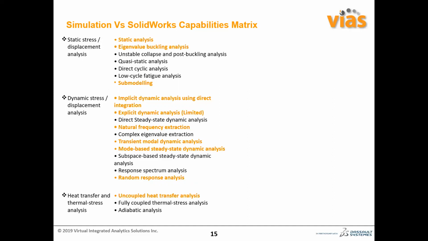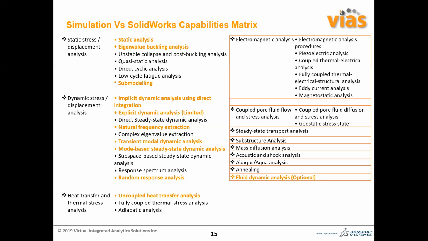If certain parts are connected by friction, friction actually creates an unsymmetric matrix. In that case, the natural frequency changes because of the damping and the contact friction. The complex eigenvalue is really useful to decide what the dynamic response of the system will be, and this is especially useful for the tire domain. Also, it does not have response spectrum analysis, fully coupled thermal stress analysis, or adiabatic analysis. Here are a few additional things in the advanced area, like substructure analysis, steady state transport analysis, coupled fluid flow analysis, annealing, or different kinds of multiphysics analysis like electromagnetic analysis.